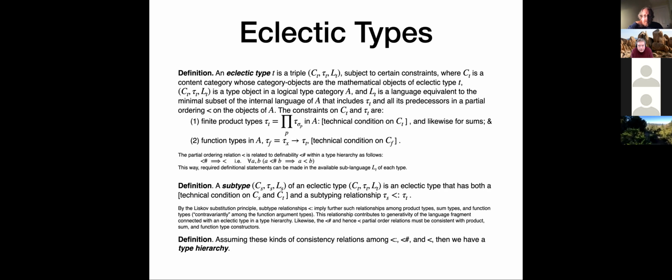And so that's an eclectic type. It's a little bit more apparatus, and it should have types. It should have subtypes, and they should fall in some kind of type hierarchy. So what's new now about the subtype is that you're going to have some kind of relationship, like a functor, between a more special type and a more general type.